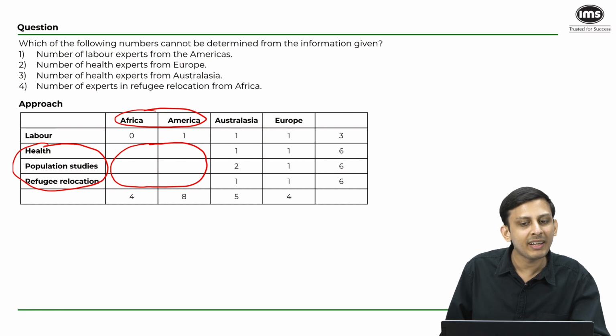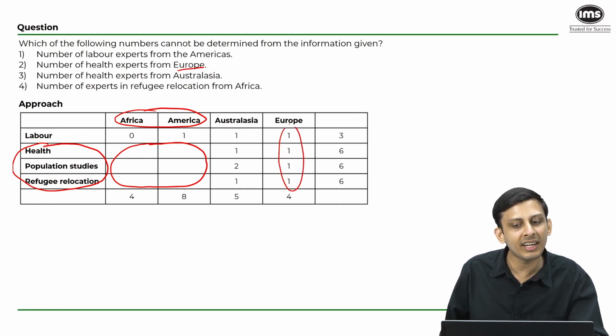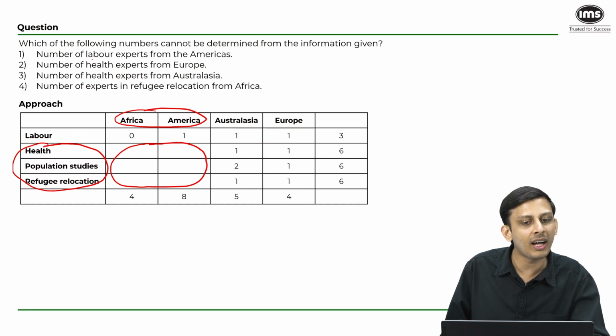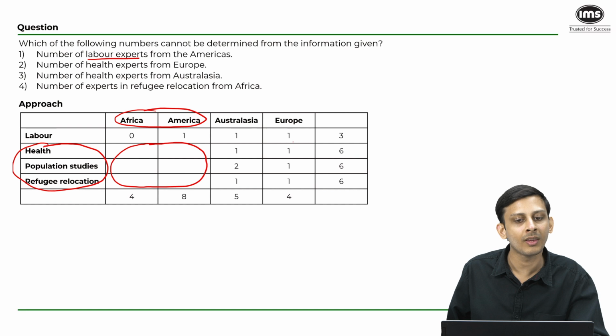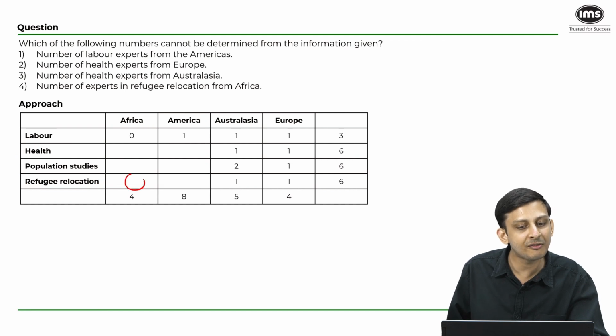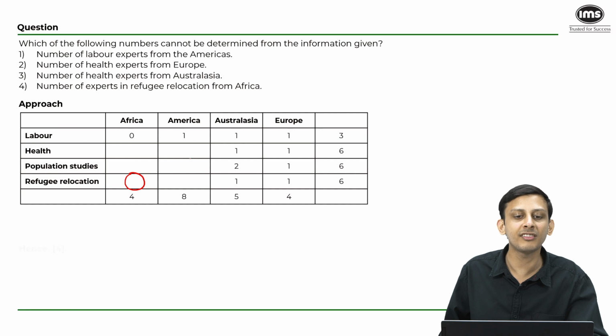For example, we can eliminate option 2 because that is for Europe and we have been able to find everything for Europe. We can eliminate option 3. We have been able to find everything for Australasia. And similarly, we can eliminate option 1 because we have been able to find everything for labor experts. And therefore, the answer will be option 4 because it is talking about the number of experts in refugee relocation from Africa, which is this value, which we have not been able to find. And therefore, the correct answer is option 4.